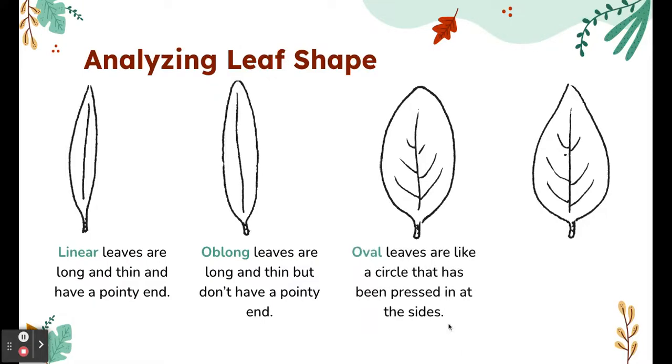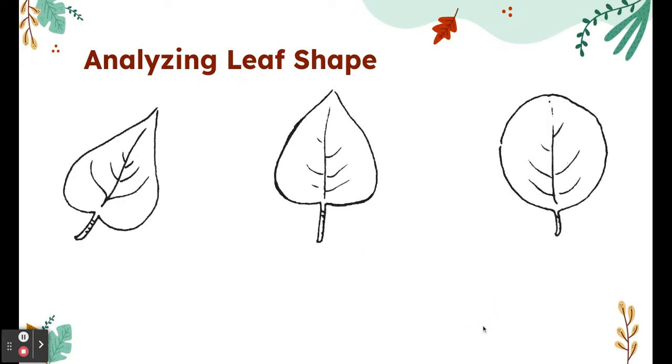This next shape here is called oval. It's basically an oval shape, like a circle that's been pressed in at the sides. And ovate leaves are like oval leaves, but they have a pointy end. So you can see the words are quite related. Ovate actually comes from oval. It means kind of like an oval, but because it has a pointy end, it's not actually an oval.